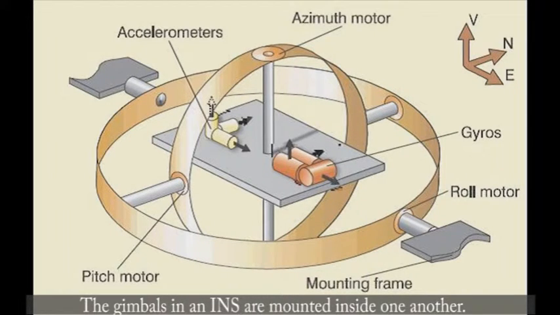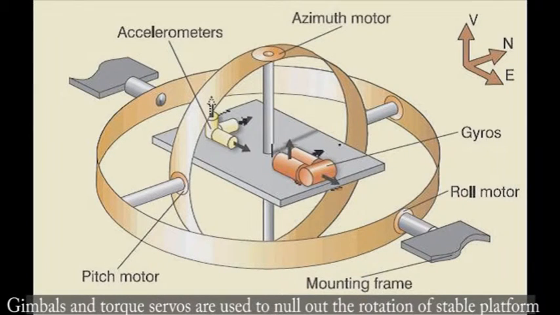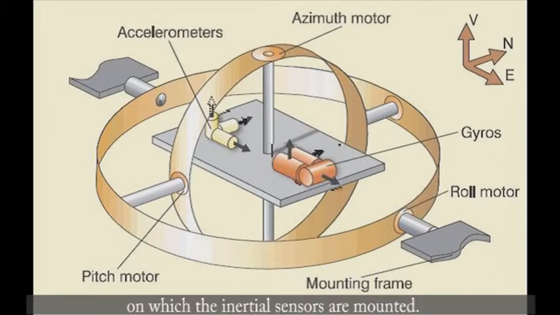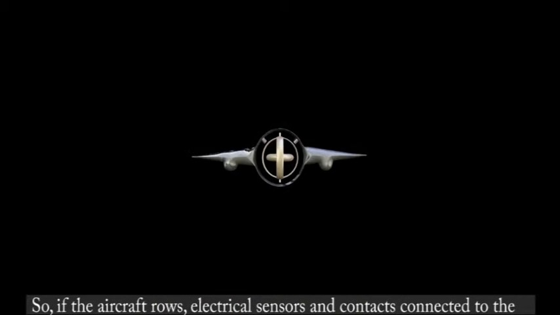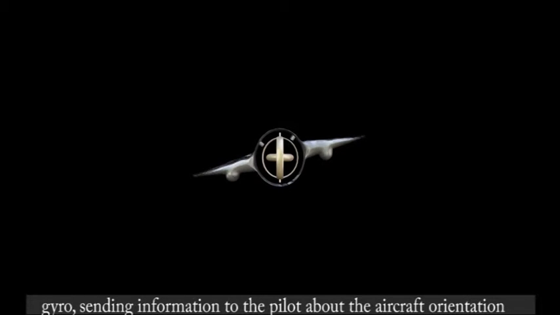The gimbals in an inertial navigation system are mounted inside one another. Gimbals and torque servos are used to null out the rotation of the stable platform on which the inertial sensors are mounted. So, if the aircraft rolls, electrical sensors and contacts connect to the gyro, sending information to the pilot about the aircraft orientation.